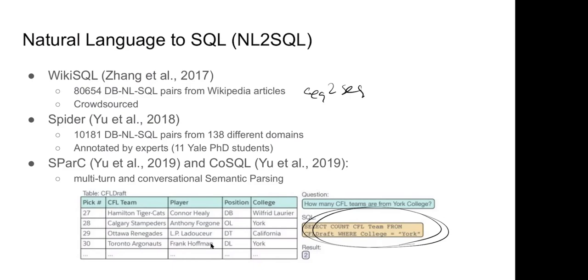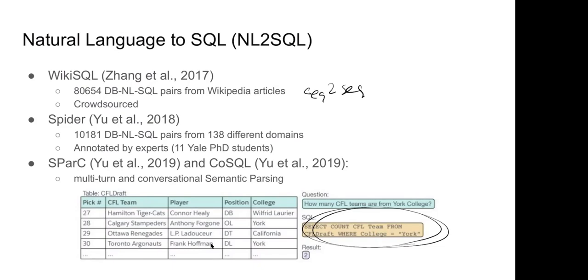You can think of these as Spider is a bit more difficult data set than WikiSQL in that they collected data not from the crowd workers who are the non-experts, but they used Yale's PhD students, 11 students who are expert at SQL to create these 10,000 pairs. And they're very high quality in that sense because it's annotated by the experts, not the non-experts from the crowdsourcing company.